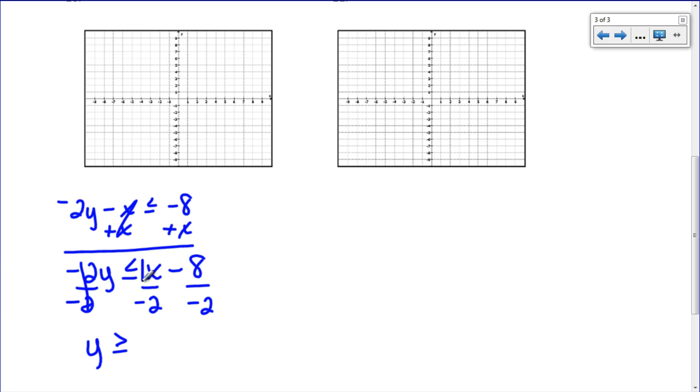Now remember, there's a 1 in front of this x. 1 divided by -2 doesn't make a nice, easy whole number. So we're going to leave it as -1/2 x. And then -8 divided by -2 becomes a plus 4. So my y-intercept is 4. It's going to start way up here. And my slope is -1 over 2. So I have to go down 1 and over 2. Down 1 and to the right 2. Or up 1 and left 2 to go backwards.